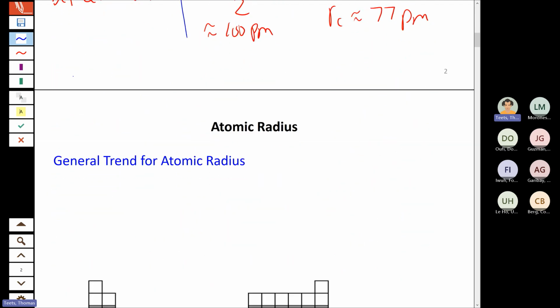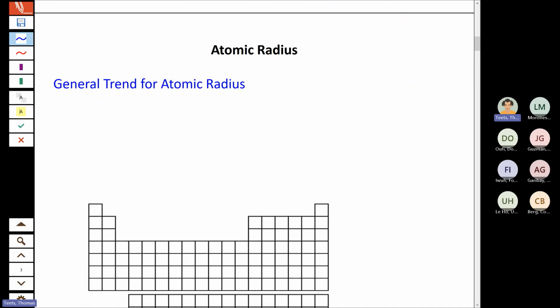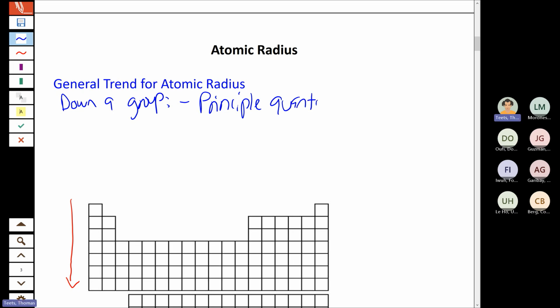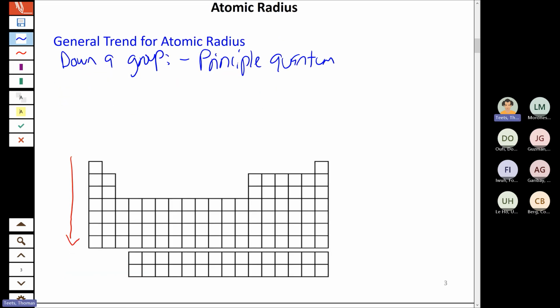So the key point, if we're talking about the general trend for atomic radius, is that if you go down a group, meaning down a column vertically, so we're going in this direction, what you have to remember about how the periodic table is organized is that as you go down the group, the principal quantum number for the outermost electrons increases. Remember, each row of the periodic table represents a different principal quantum number, 1, 2, 3, 4, and so on. So as you go down, the principal quantum number increases.